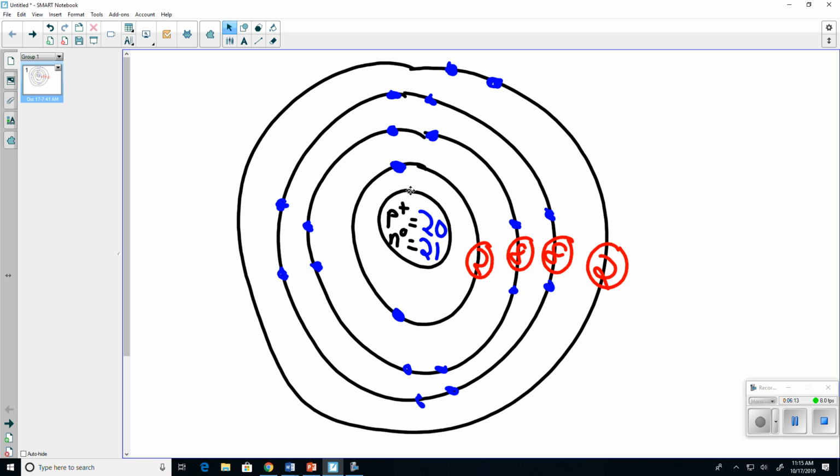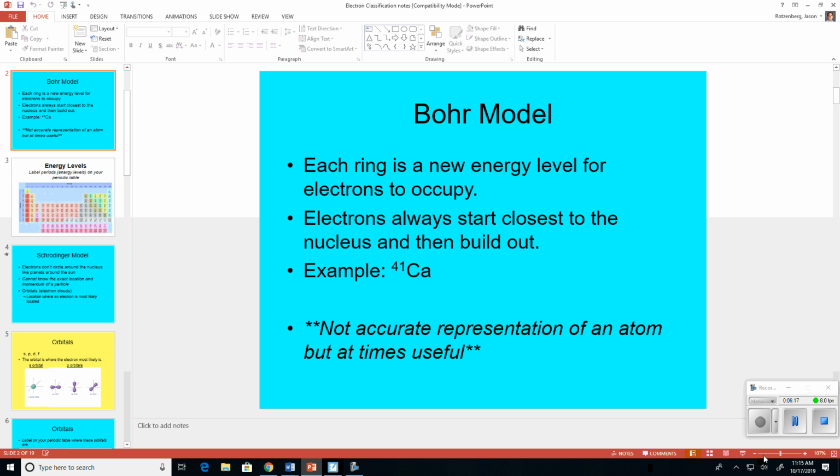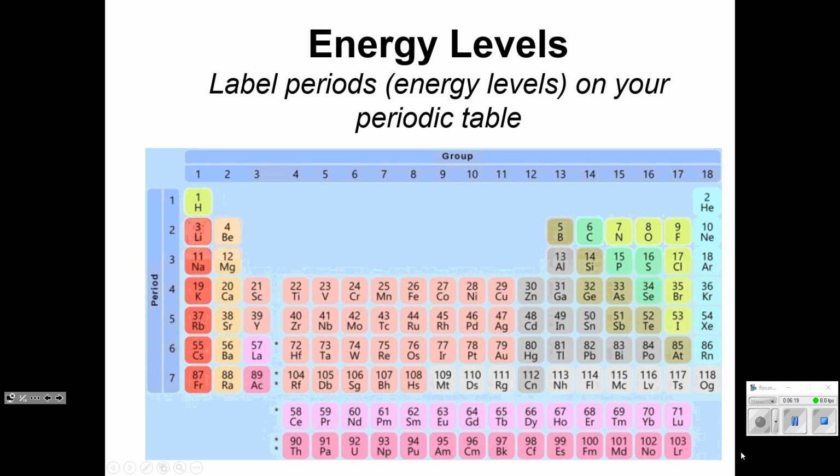So, if I go back to my PowerPoint now, we are actually going to label those energy levels on our periodic table. I want you to write on your periodic table that this first period across, the hydrogen helium, I want you to put a big number 1 right on that left-hand side of your periodic table. And I want you to number down each row to 7, where francium is.